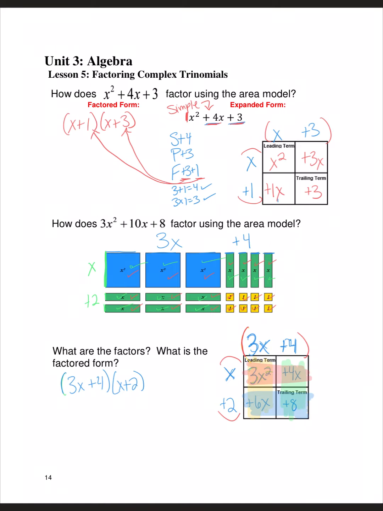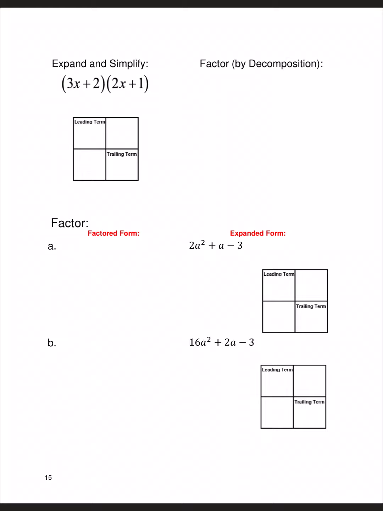So let's take a look at another example. So let's say we were given 3x plus 2 and 2x plus 1. If we put this on our area model, we would put our 3x plus 2, right? Those represent our dimensions on the outside of the box. And we have 2x plus 1. And then we would multiply, right? Because we're expanding and simplifying. So we could either FOIL it, we can expand and simplify by FOIL or using our area model.